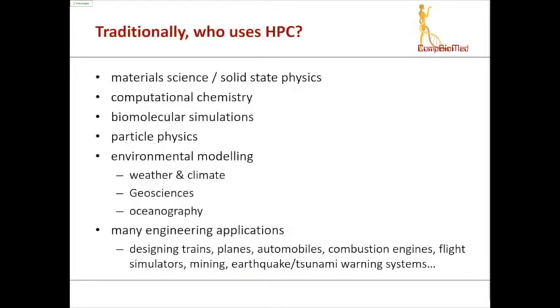So traditionally, who is it that uses high-performance computers? It's normally material scientists and solid-state physicists. These are the real users of the machine, the vast majority. Computational chemistry, biomolecular simulations, particle physics, these are all large users as well. Plus environmental modeling, so climate change, weather forecasting, that sort of thing. And indeed, many, many engineering applications, trains, planes, cars, combustion engines, mining, tsunami warning systems, that kind of thing. But we're focusing today on biomolecular simulations.